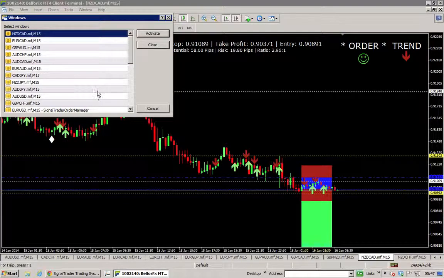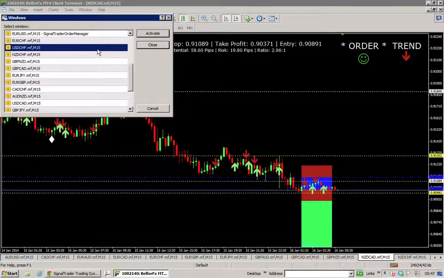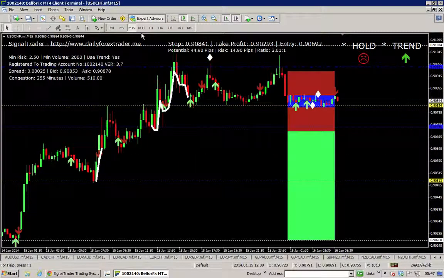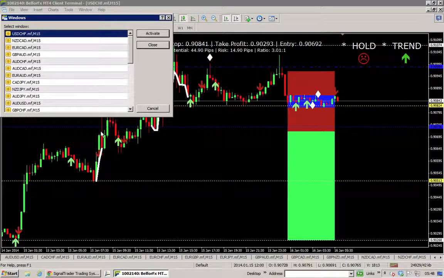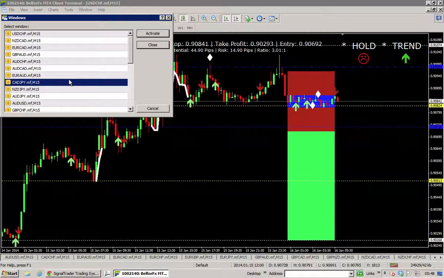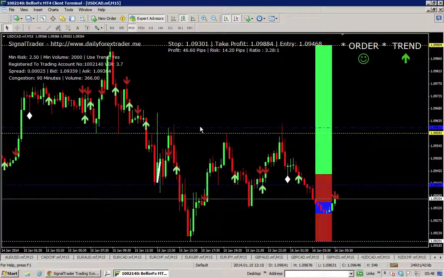Dollar CAD in a buy. Okay, activate. Let's have a look and see what we've got. Oh, that's dollar Swissy. It's very early in the morning. Dollar CAD. If you just press U, that's the chart we're looking for. Now, what have we got? We've got a big bounce down. It's bounced up. It's bounced down again.